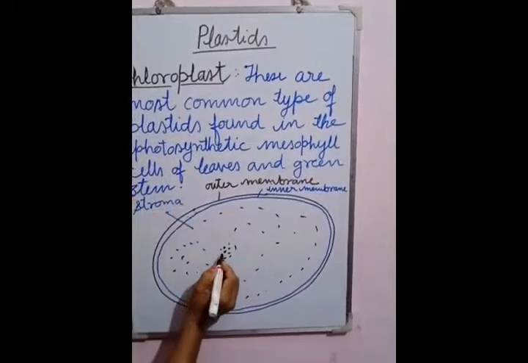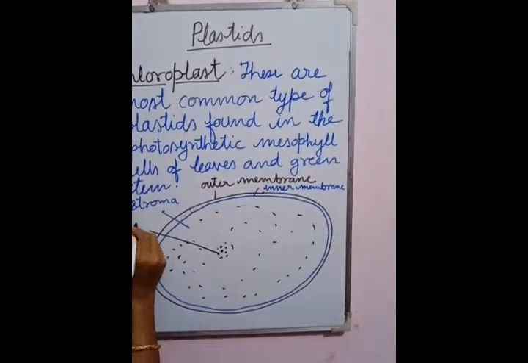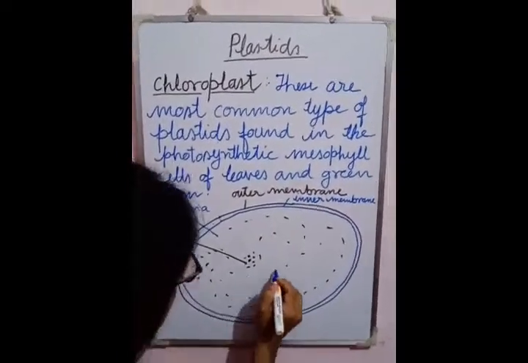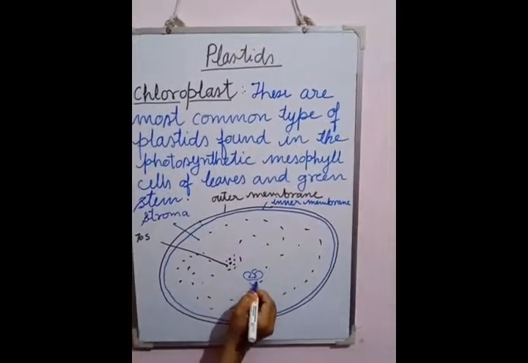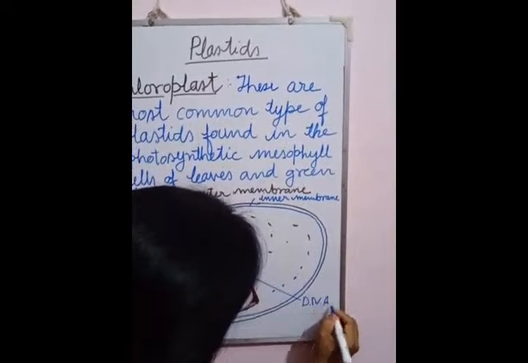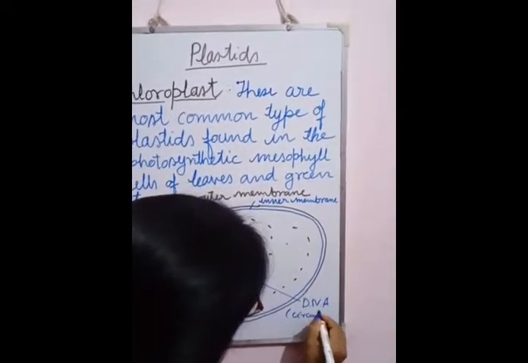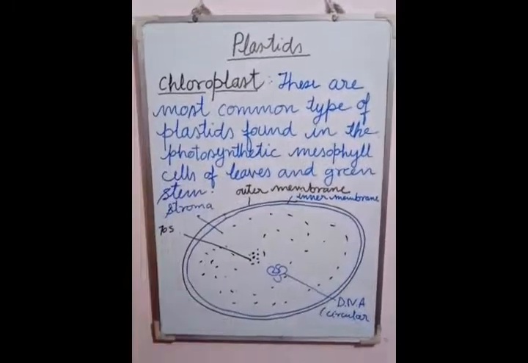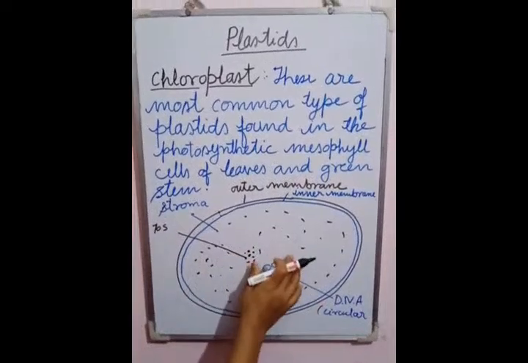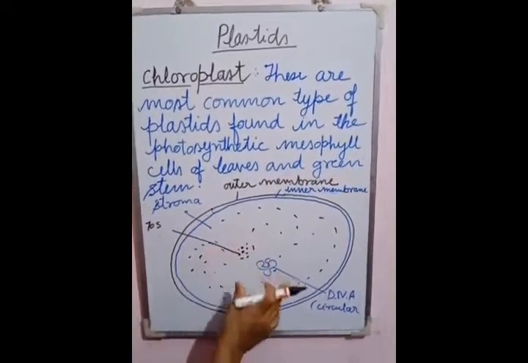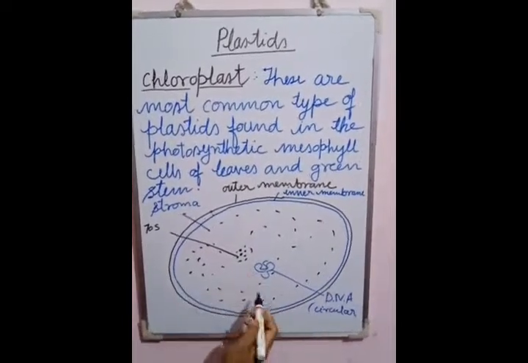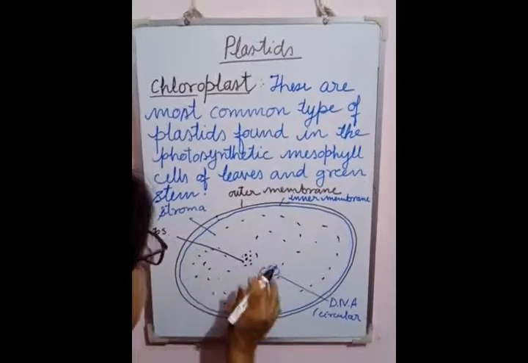This is the 70S ribosome and circular DNA. Water and many enzymes are also present in the stroma. It is the site of CO2 fixation and protein synthesis because the ribosomes are present here.